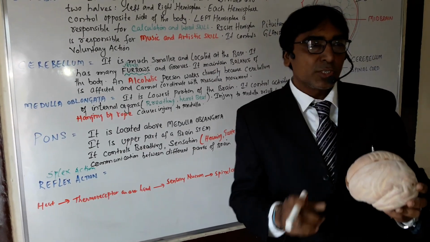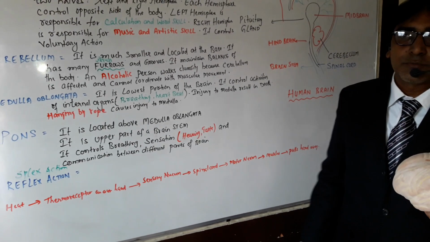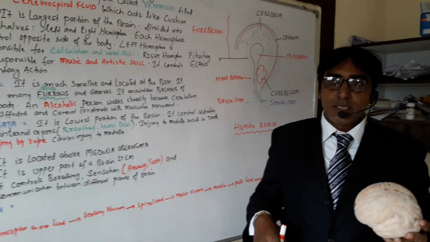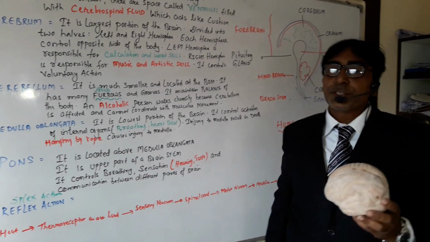The important function of the cerebrum is that it controls the voluntary actions. Voluntary actions means the actions which are done by our own will.